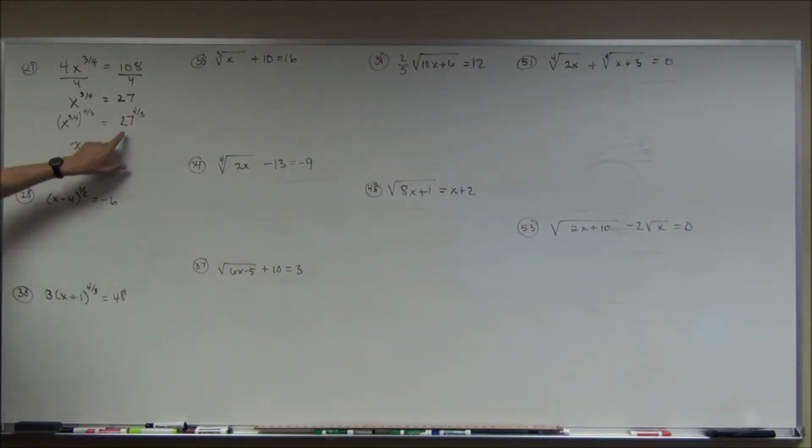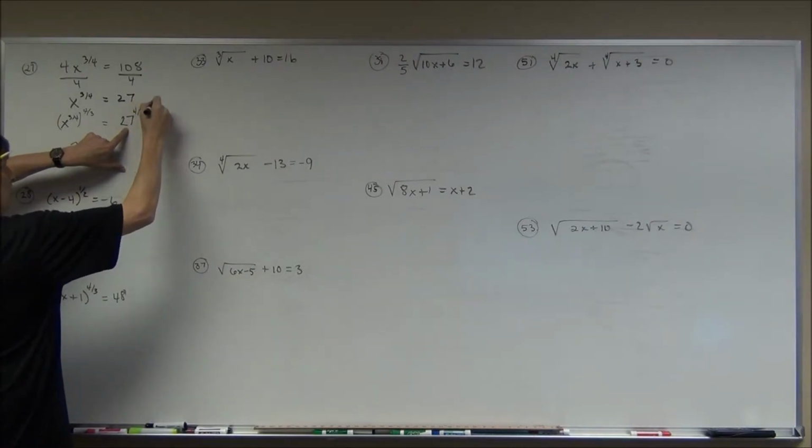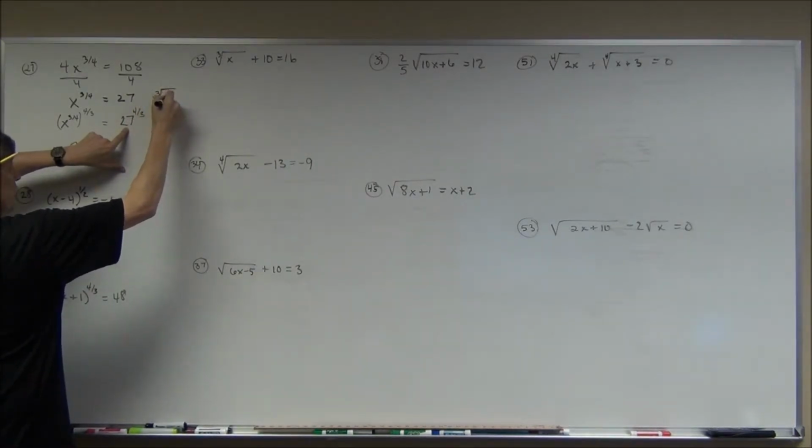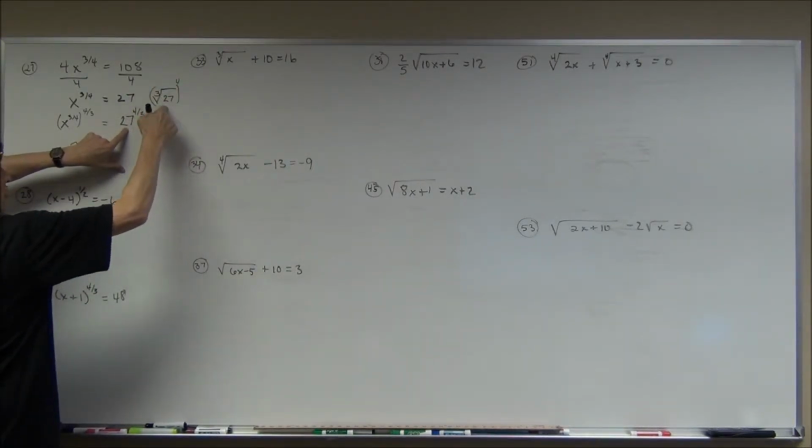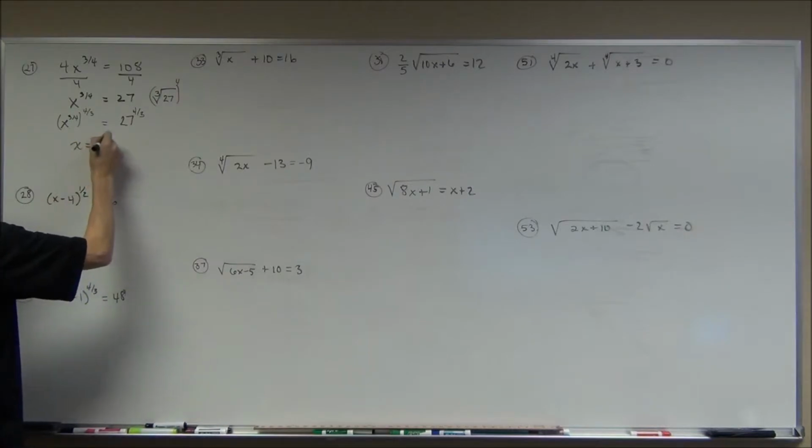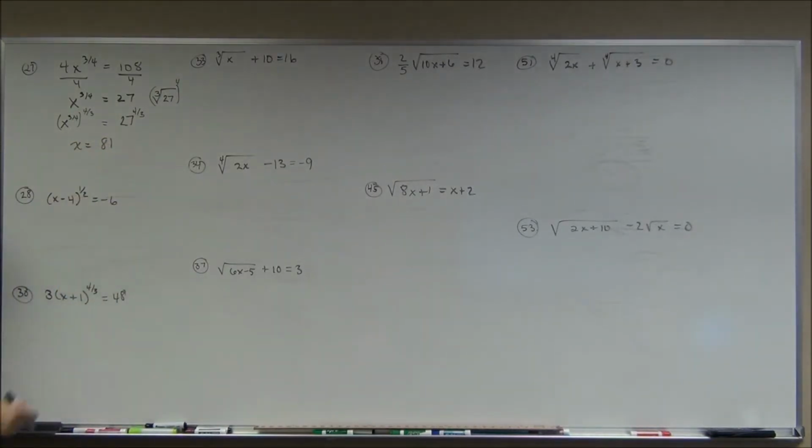Now 27 to the 4/3 means the cube root of 27 to the 4th. The cube root of 27 is 3. 3 times 3 times 3 is 27. 3 to the 4th is 81. 3 times 3 times 3 times 3 is 81. There's my answer.